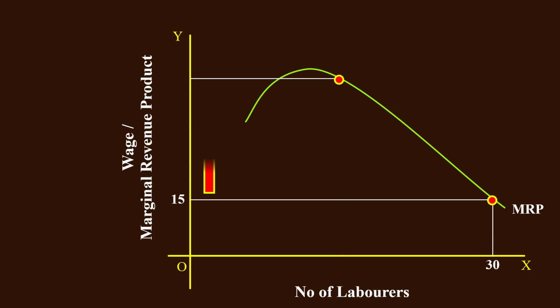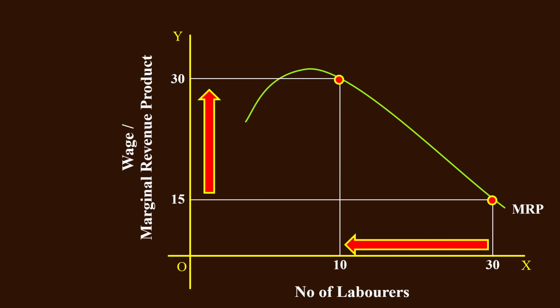Similarly, when the wage increases from 15 rupees to 30 rupees, he moves up along the marginal revenue product curve and employs 10 laborers. He does so to equate wage with marginal revenue product so that he can avoid loss. Thus, whenever there is a change in wage, the employer moves along the marginal revenue product curve.